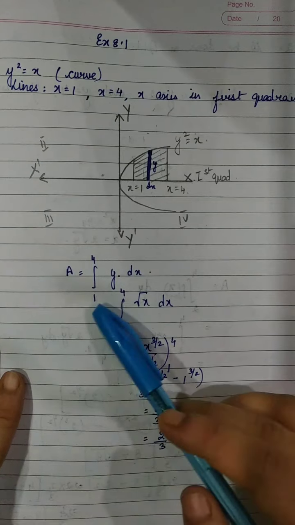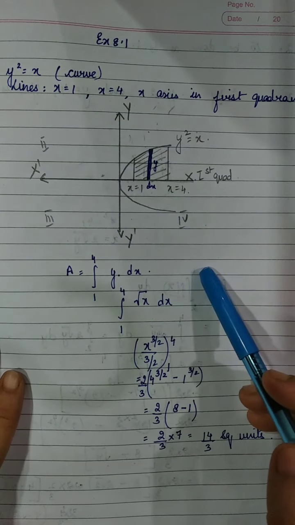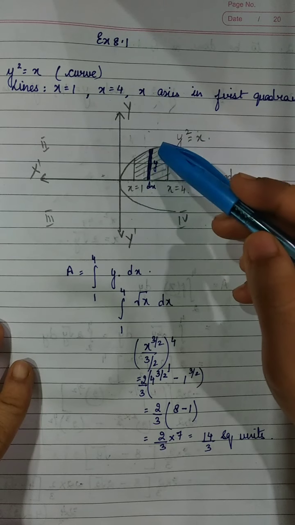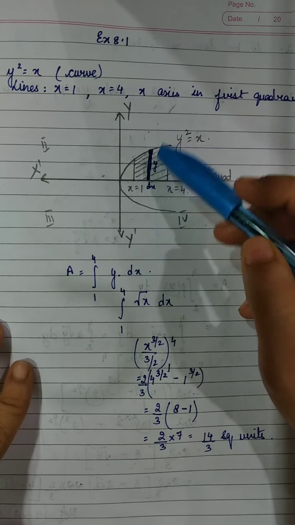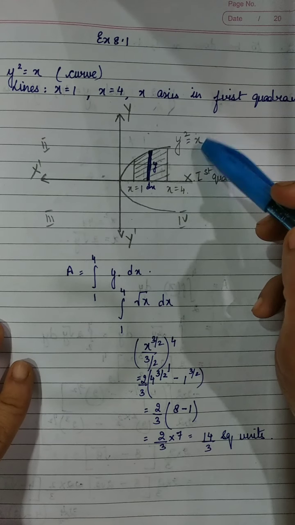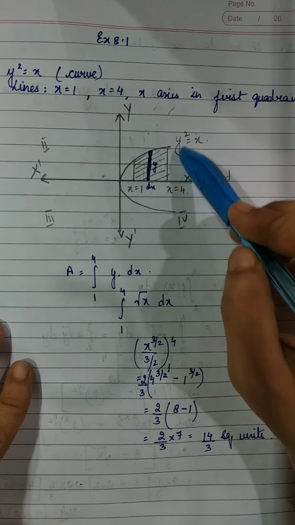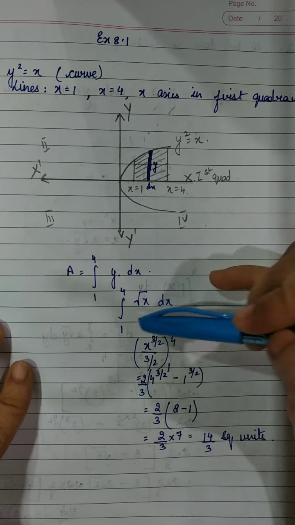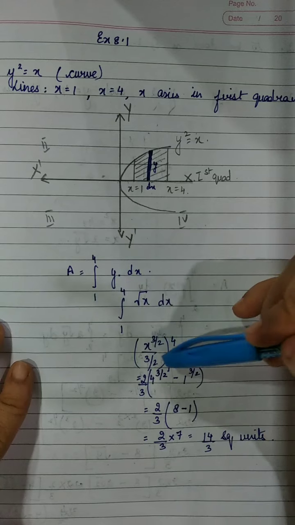So we have A is equal to the integral from 1 to 4 of y dx, okay, because if I am integrating along the x-axis, remember this length would be y and this function would be y expressed in terms of x. So since the curve is y square is equal to x, y will be under root of x dx, right? And what will be the limit? It will be 1 to 4.